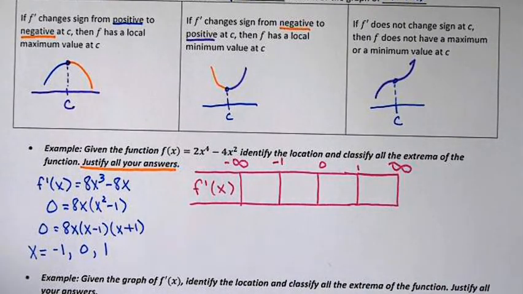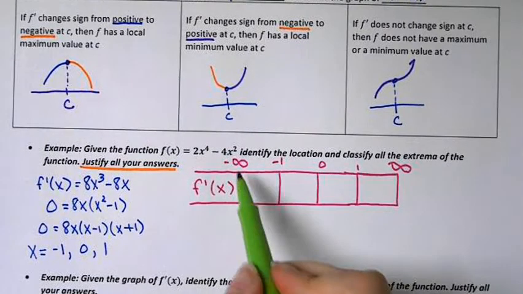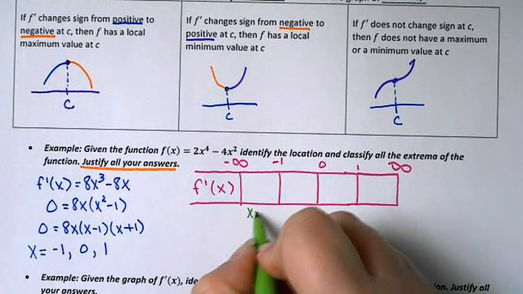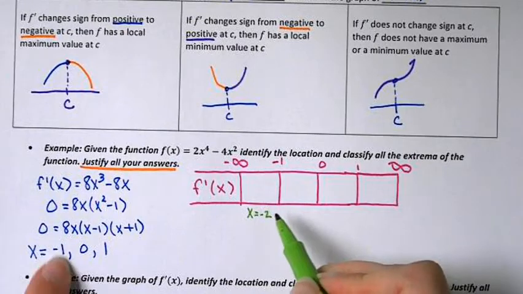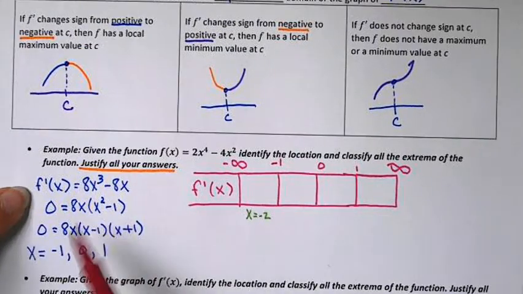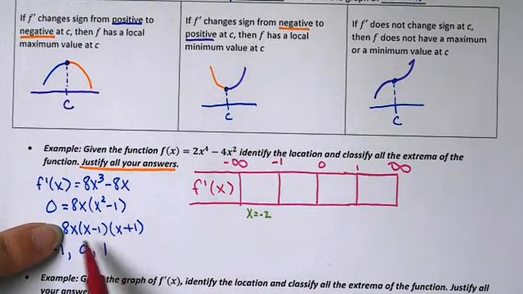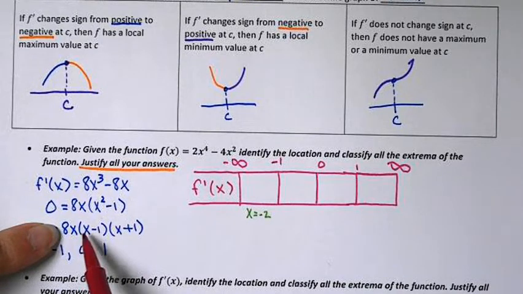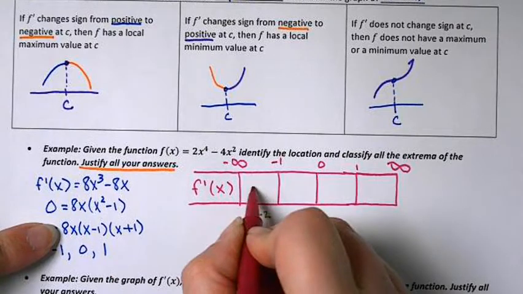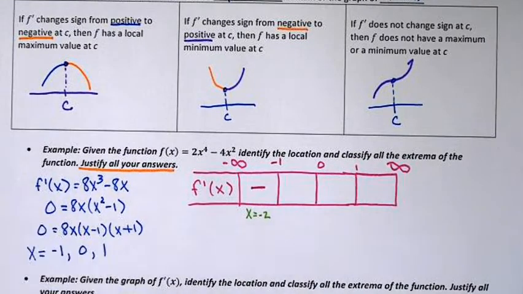All right, so if we were to take something between negative infinity and negative 1, let's say negative 2, and we were going to plug it into the function, and let's plug it into the factored form, right? So that would give me a negative times another negative, which means overall this would be negative.